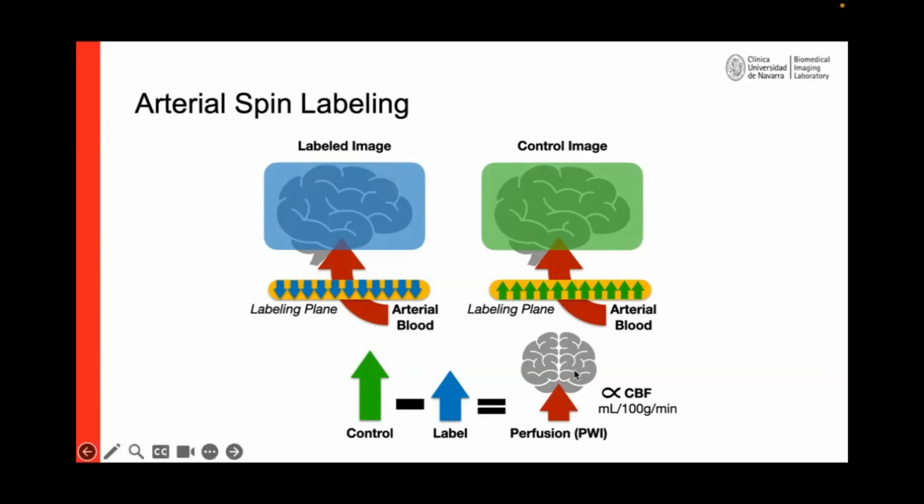The control image does not have the inversion of the protons of the water molecules, and the subtraction of the control and the label images results in a perfusion weighted image, which is proportional to tissue perfusion and can be quantified to physiological units with an appropriate mathematical model, resulting in a CBF map. This variant of ASL is called pseudo-continuous ASL, or PCASL, and it's the one we use in our research.